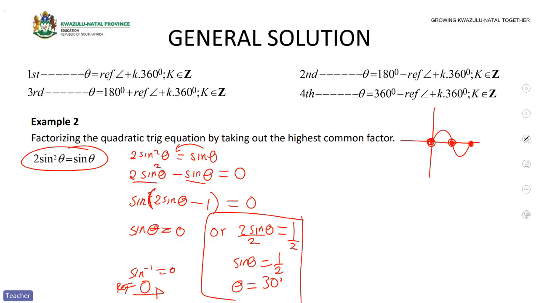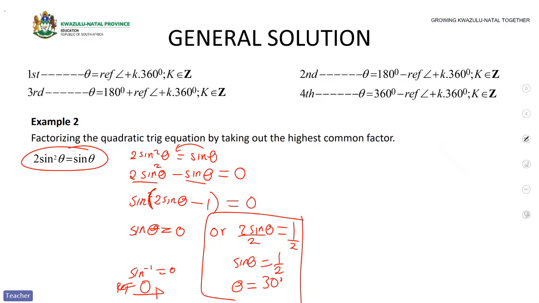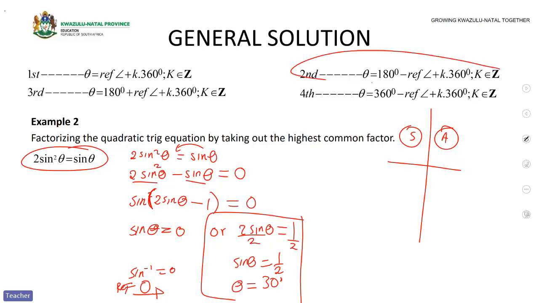So sine is positive. And when sine is positive, you go and check in which quadrants sine is positive. Which are those quadrants where sine is positive? Sine is positive in the first quadrant, because all trig ratios are positive here, and sine is also positive in the second quadrant. So we are going to be using the second quadrant as well as the first quadrant general solution formula.